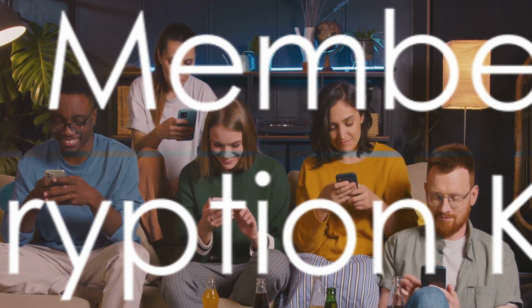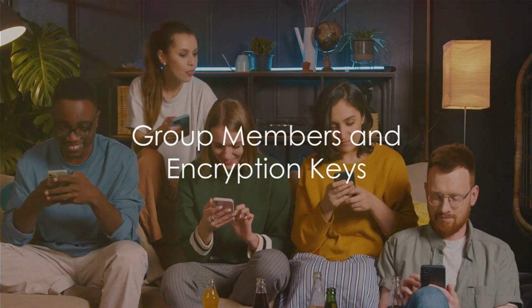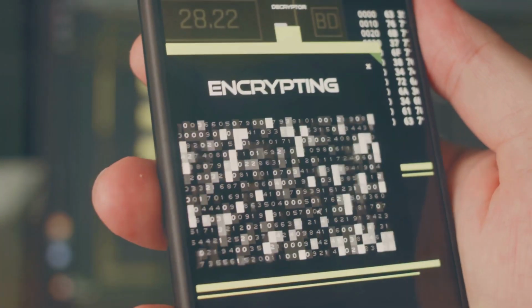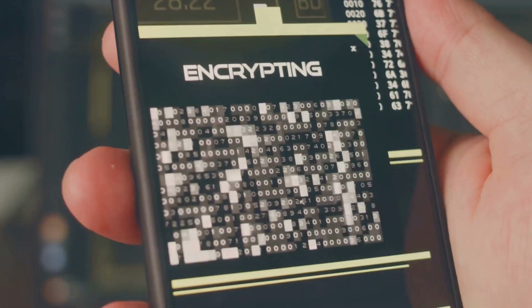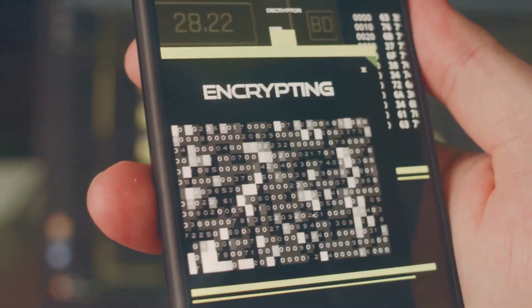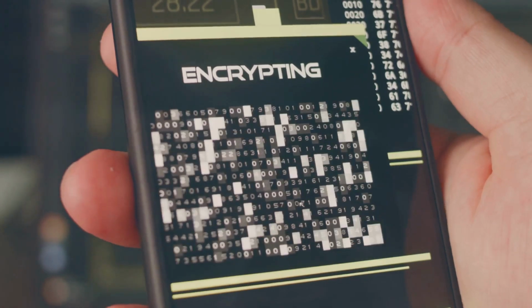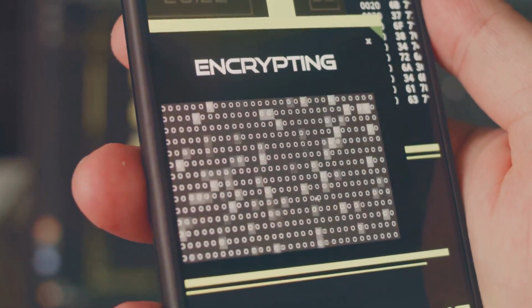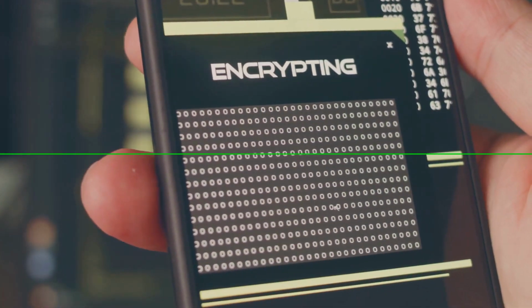The group members are like the friends in the group. Each one needs to register with the key server and receive the secret language, or the encryption key. Once they have this key, they can use it to encrypt their messages, ensuring that only their friends, the other members of the group, can understand them.